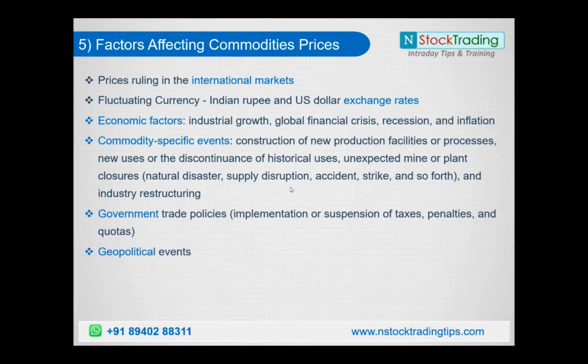Basically, it's the demand and supply. When there is more demand, it's bullish. When there is very less demand, it is bearish. And also we have certain government trade policies, because government can produce the gold. The whole world is depending on different policies, so they can have different policies which will affect us.